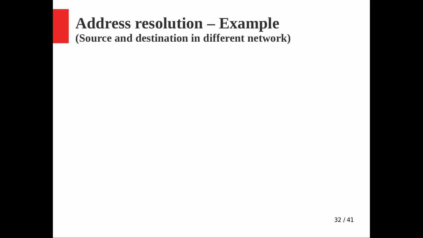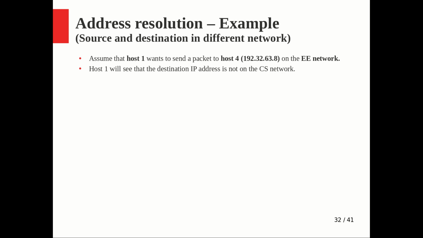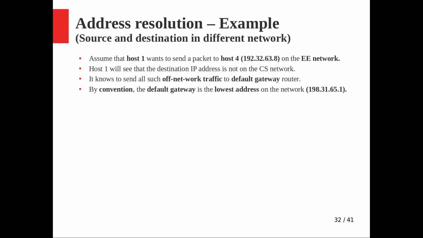Consider the scenario where the source and destination are in different networks. Assume that host 1 wants to send a packet to host 4 on the electrical engineering network. Host 1 will see that the destination IP address is not on the same CS network, and that is the procedure I explained. By performing the AND operation, it will understand the network address, and as it is different, definitely it is a different network. So it will know that off-network traffic, the traffic outside my own network, will be given to the default gateway. By convention, the default gateway will assume the lowest address, that is 65.1.